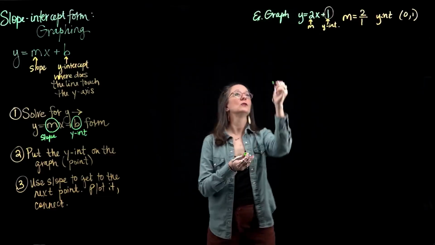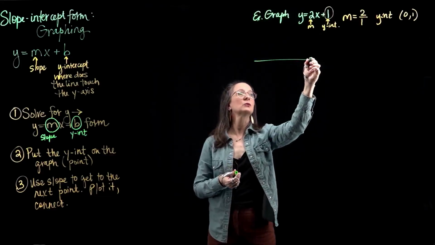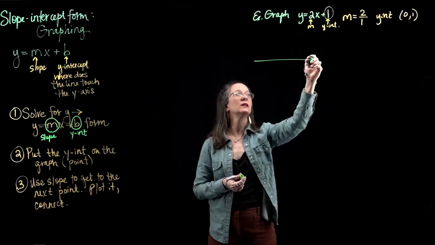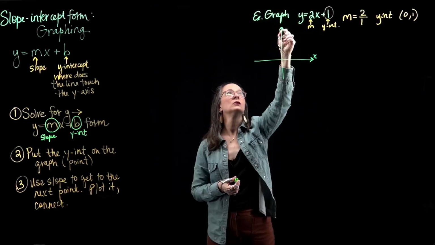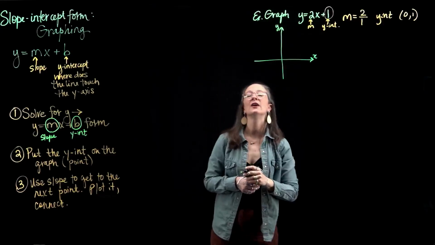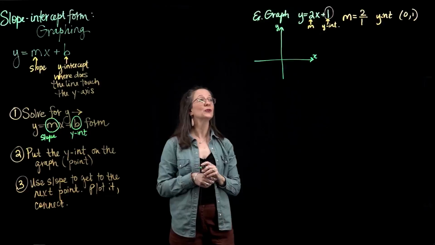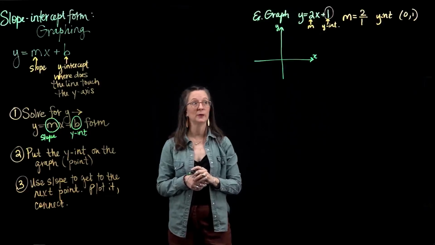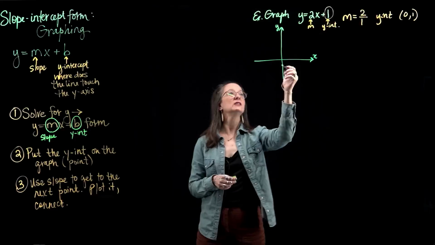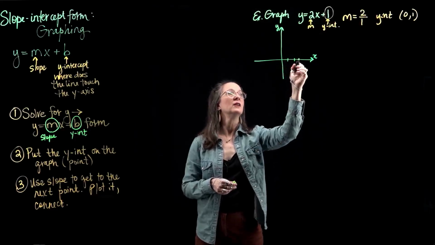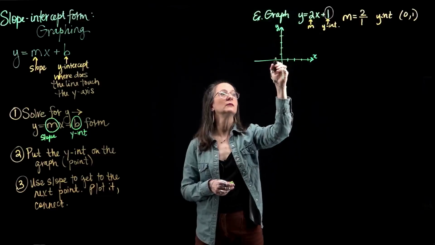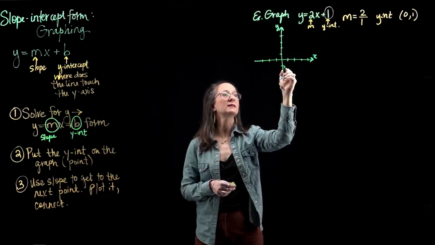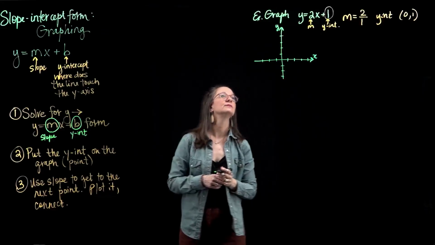All right, let's graph it. So I'm going to draw my x-axis, which is the horizontal line with an arrow to the right, and my y-axis, which is a vertical line with an arrow on the top going straight through that x-axis, and they are perpendicular. And I'm going to mark off a few units in each direction on both the x and the y-axis, starting from the origin.